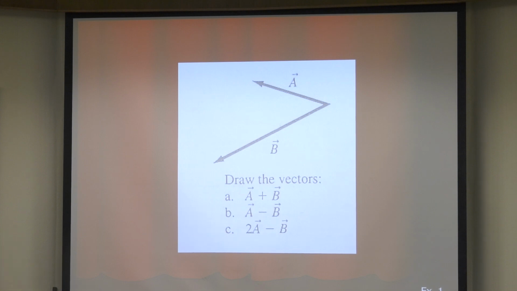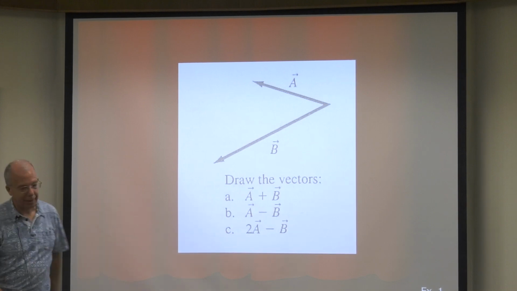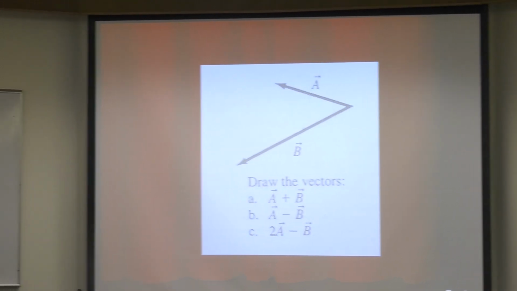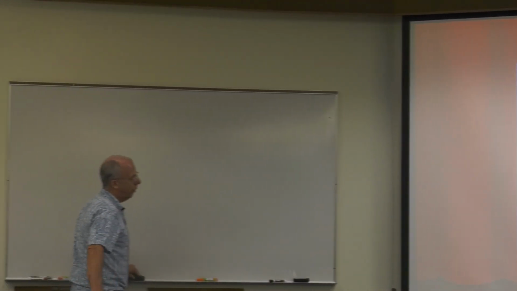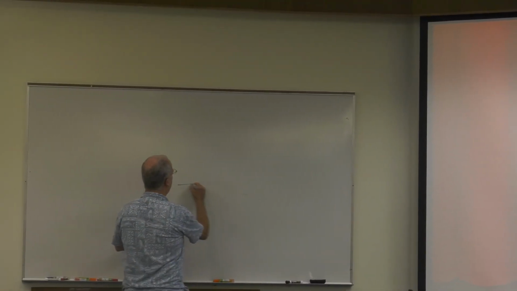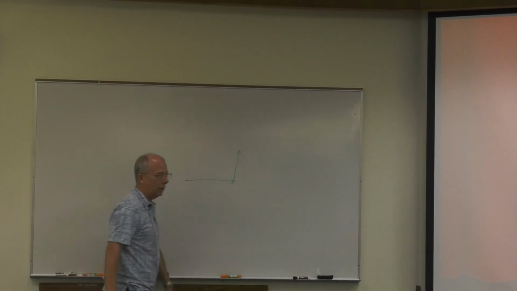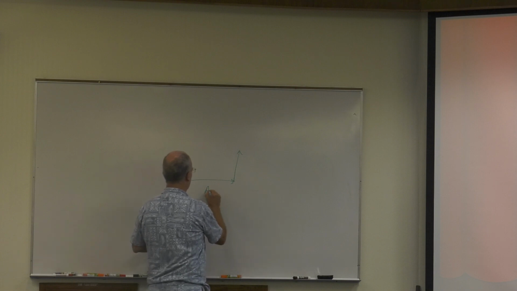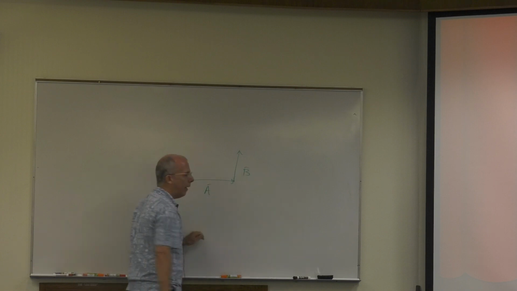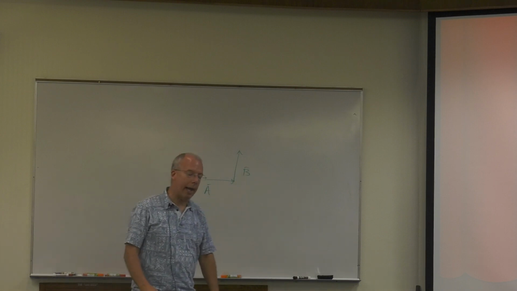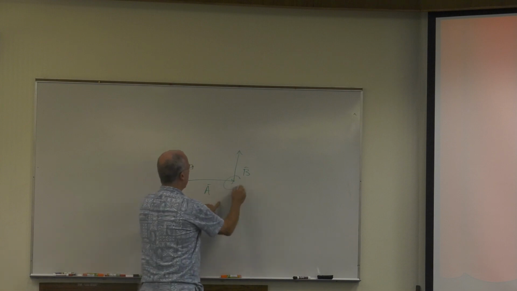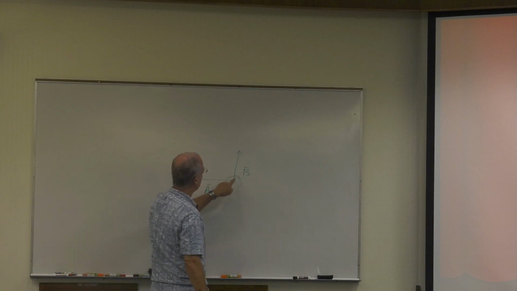Okay, I just realized I forgot to show you something. It's not a big deal, but typically when you add, let's say I have a vector A and a vector B, the way that we've learned in the past to add these is head to tail, right? Head of A to tail of B.